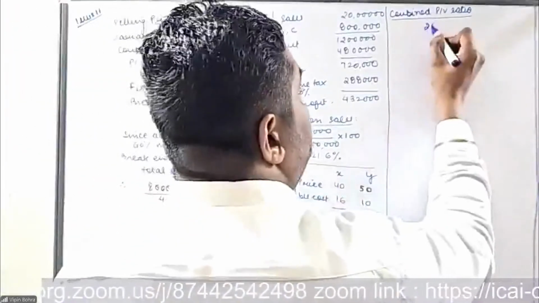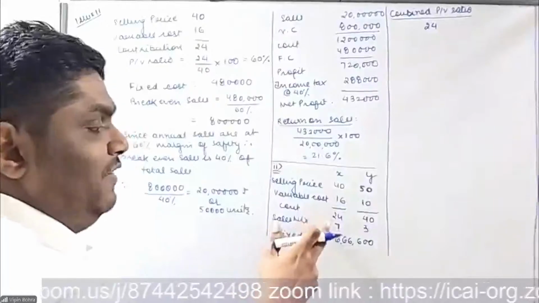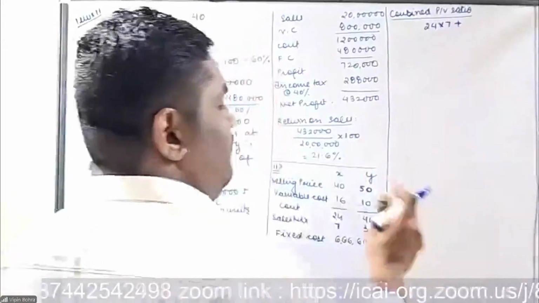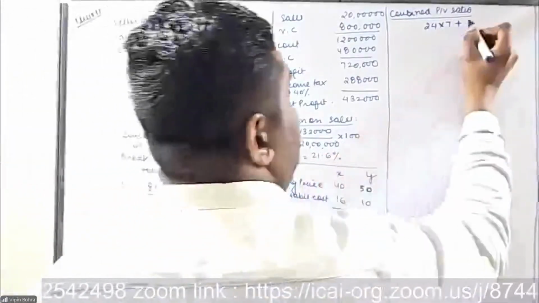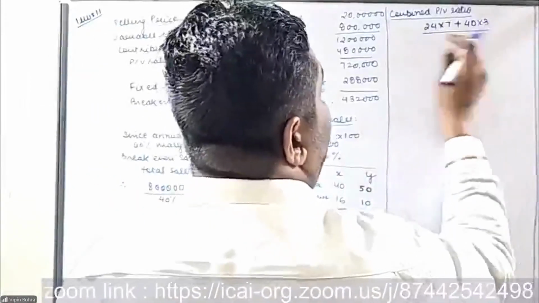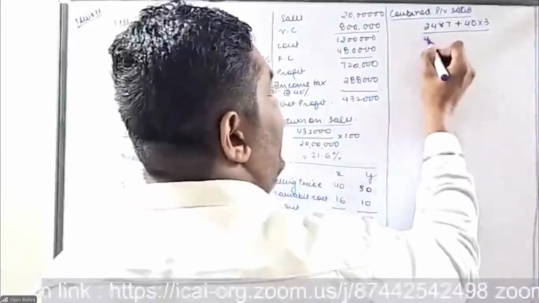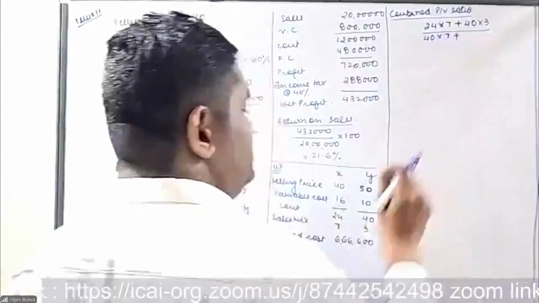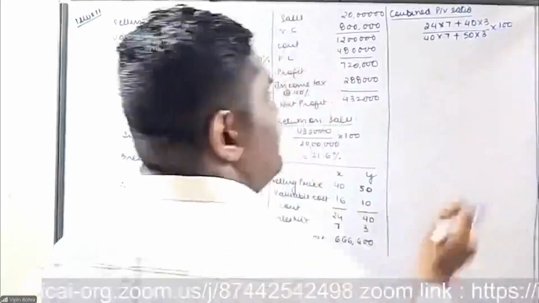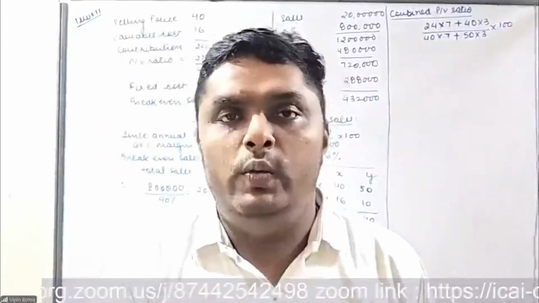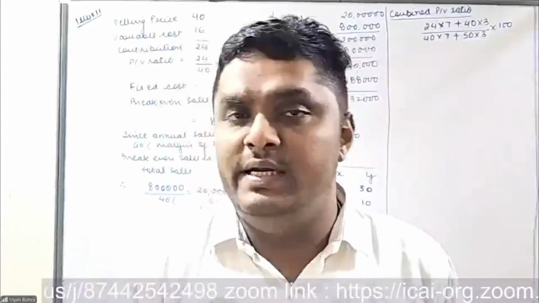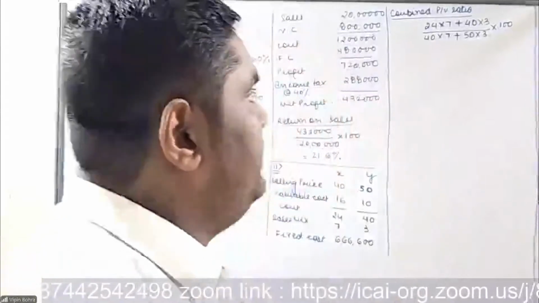That is, my contribution is 24 for product X and the weightage is 7. So multiplied by 7. For product Y, my contribution is 40 and the weightage is 3. Whole divided by my selling price is 40 and the weightage is 7, plus my selling price is 50 and the weightage is 3, into 100. So contribution into weight plus contribution into weight divided by selling price into weight plus selling price into weight. This is how we will calculate the combined PV ratio.